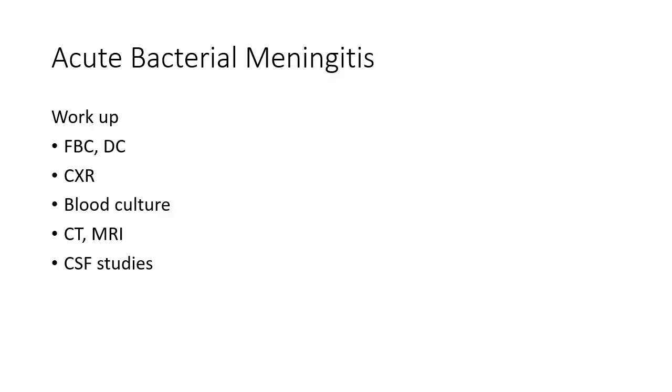The typical workup that you should be considering is a full blood count and a differential, a chest x-ray, because remember, strep pneumonia is one of the more common causes, and so you may have hematogenous spread from a pneumonia. A blood culture, again, for looking for hematogenous spread and trying to identify your organism. CT and or an MRI, or possibly both, depending on the clinical situation. And then, of course, CSF studies with a lumbar puncture, primarily looking for your cell count, protein, glucose, and then culture, because it's really helpful to understand which organism you're dealing with.